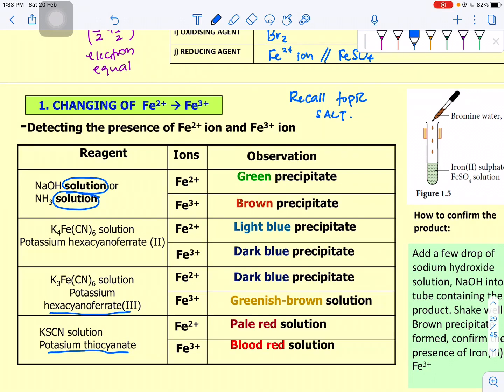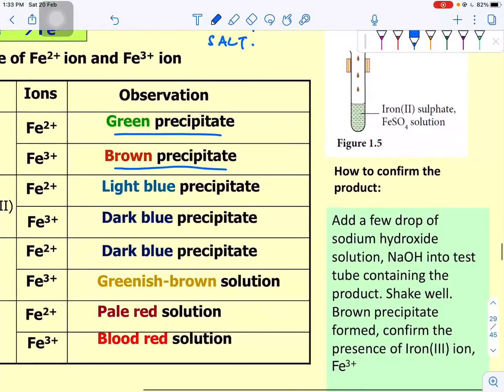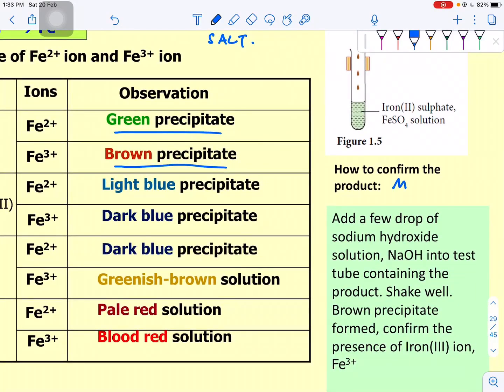Iron 2 warna dia green solution. Dah masuk je NaOH solution dapat green precipitate. Iron 3 dapat brown precipitate. So dia hanya tukar daripada solution menjadi precipitate when we have the presence of NaOH solution or ammonia. Macam mana cara nak tulis? Cara nak tulis dia, okay, kena ada method, apparatus, substance and result.